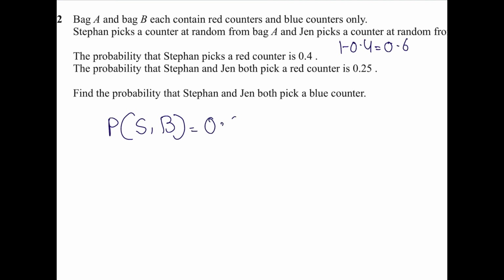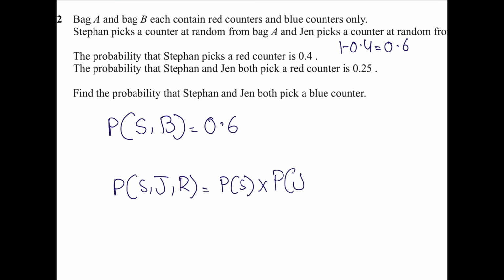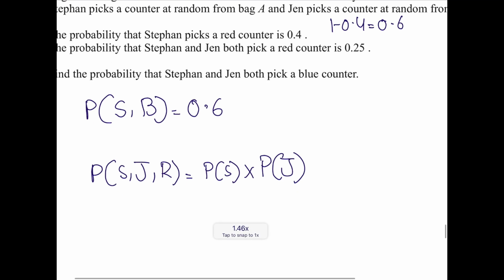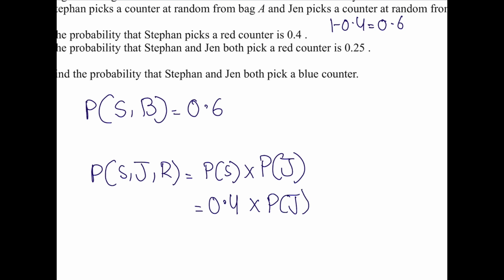Alright. But now here it says that they both pick red is 0.25. When they say the probability of Stephen and Jen picking a red counter, they basically mean the probability of Stephen times the probability of Jen, of both of them picking red. Since Stephen's probability was 0.4, the probability of Jen, which we don't know, times 0.4 is equal to 0.25. So to find the probability of Jen, I would do 0.25 divided by 0.4. That will give me the probability of Jen picking a red marble, which is 0.625.